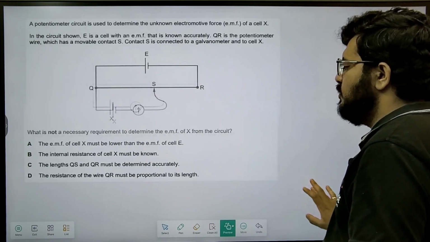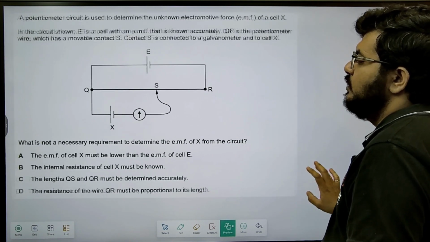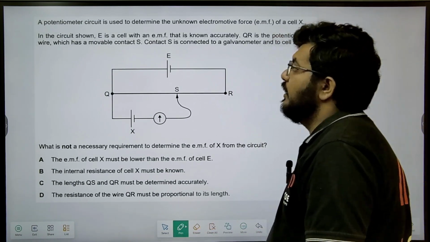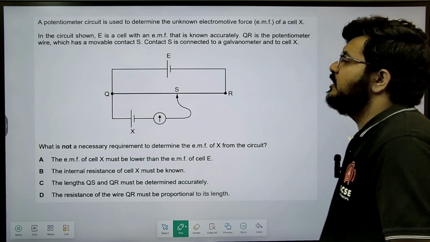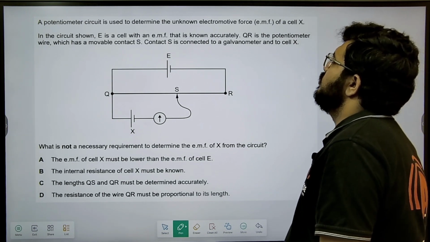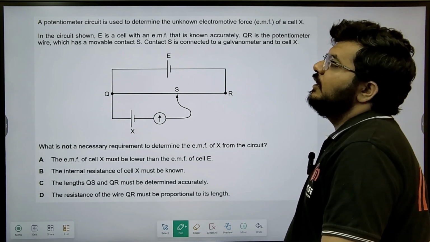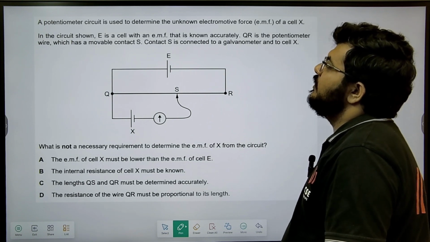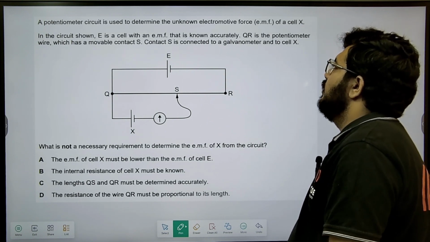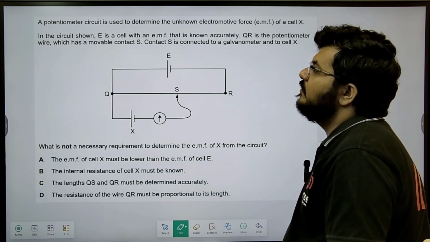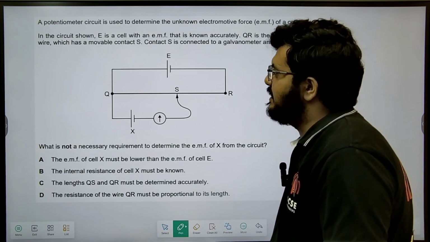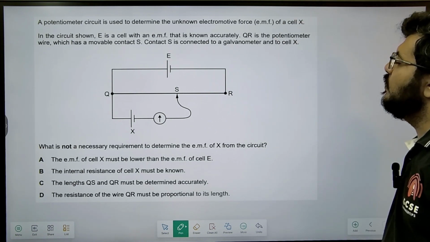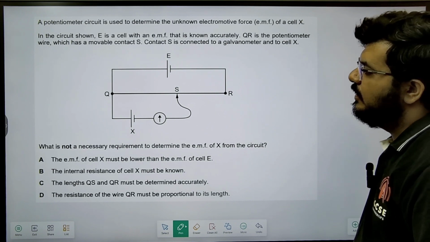A potentiometer circuit is used. Okay, I should read it again. Potentiometer circuit is used to determine unknown electromotive force EMF of cell X in the circuit shown. E is the cell with EMF that is known accurately. QR is the potentiometer wire which has a movable contact S. Contact S is connected to a galvanometer and to cell X.